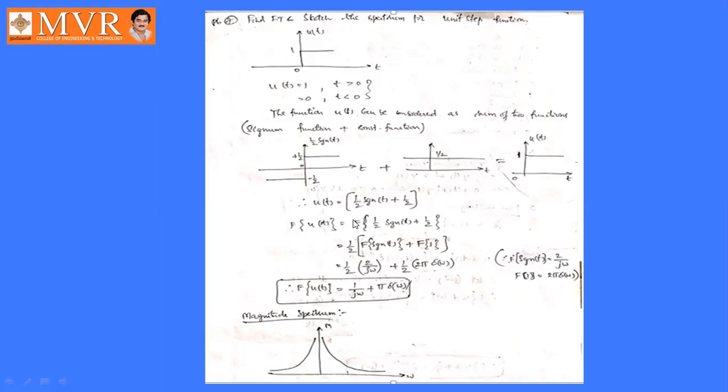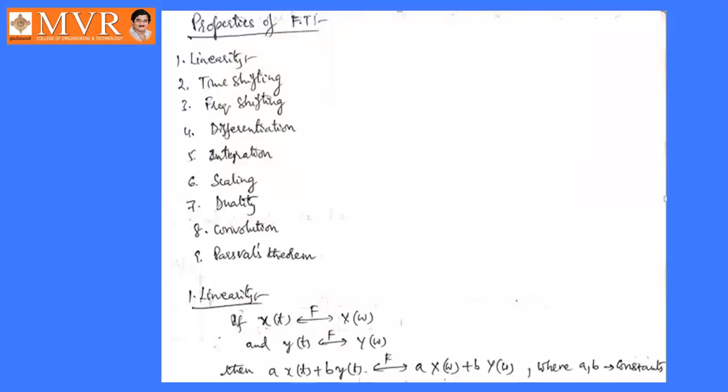So the Fourier transform is equal to the Fourier transform of half of signum function plus half. Already the Fourier transform of the signum function is 2 by j omega, and the Fourier transform of the constant is 2 pi into delta of omega. By adding these two, we can get the Fourier transform of the unit step function as 1 by j omega plus pi of delta of omega. So the magnitude spectrum for this one is this one. This is the magnitude spectrum of the unit step function.